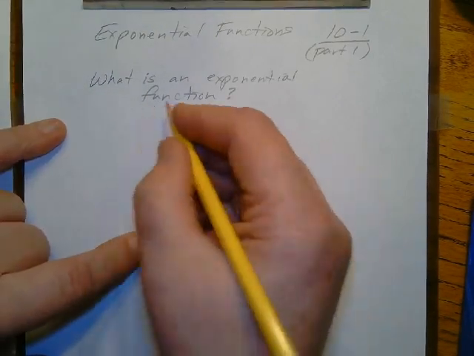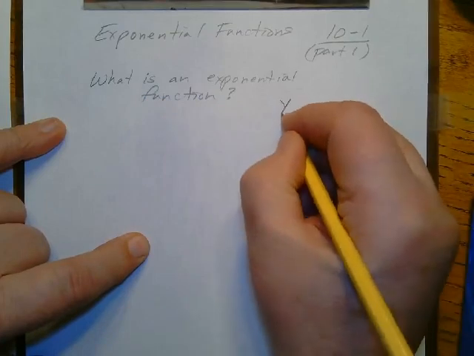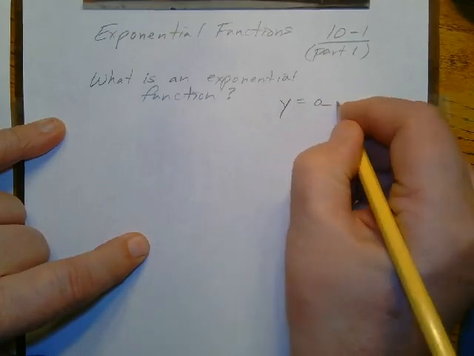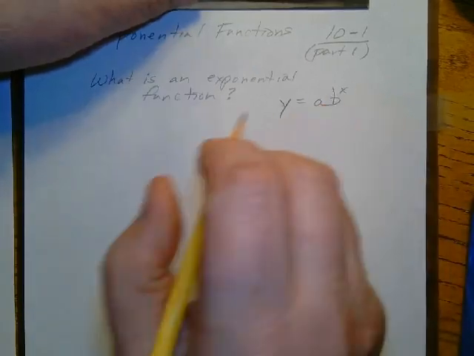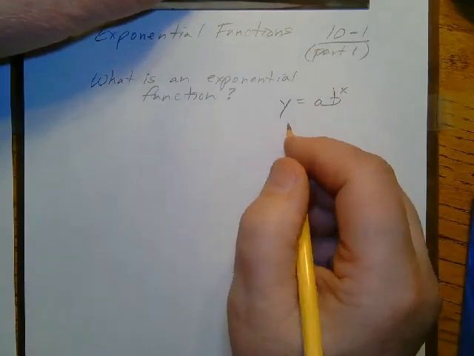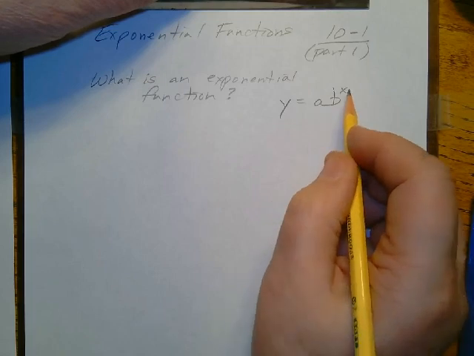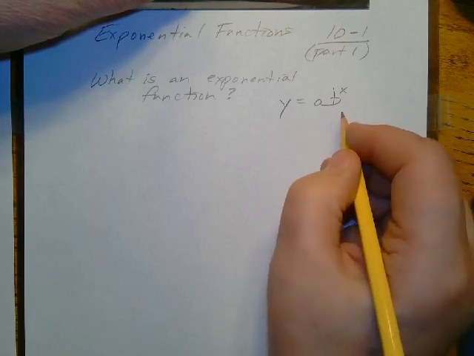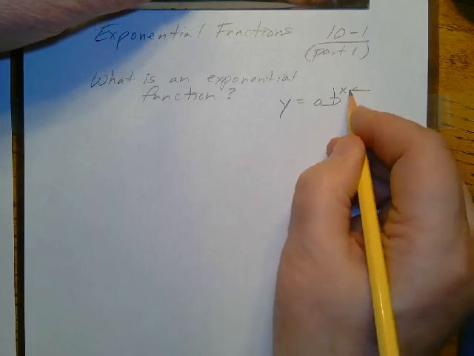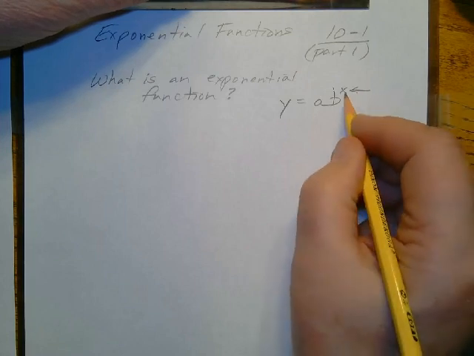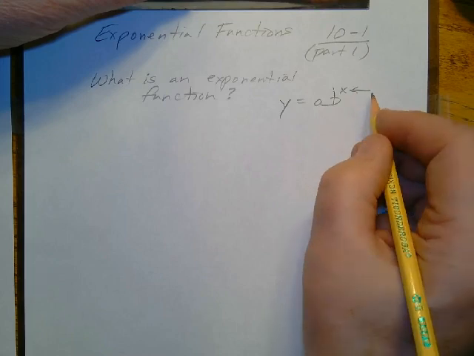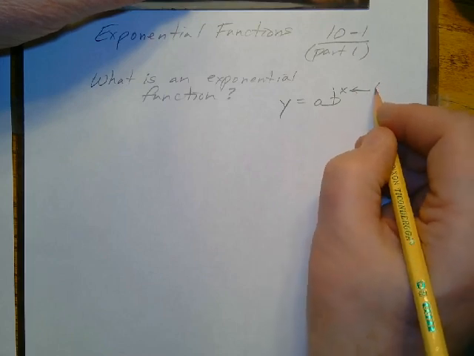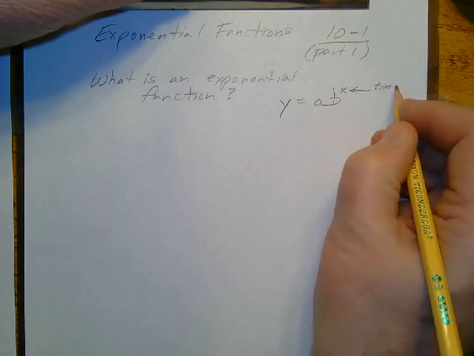Well, the basic form of an exponential function is y equals a times b to the x. What does that mean? Well, a, b, and x are here. Let's talk about each one. x is what x has always been. It's the x-axis, and y is the y-axis. And the x-axis in exponential functions most of the time is time.